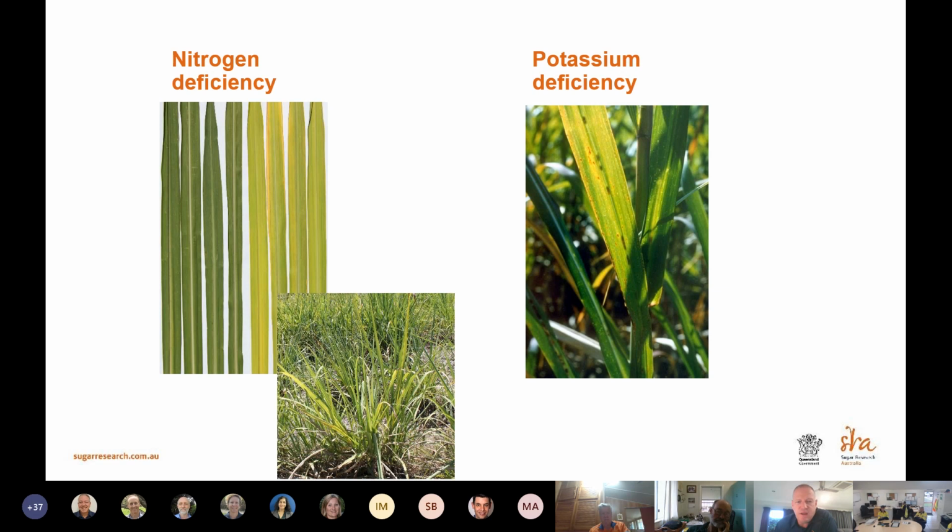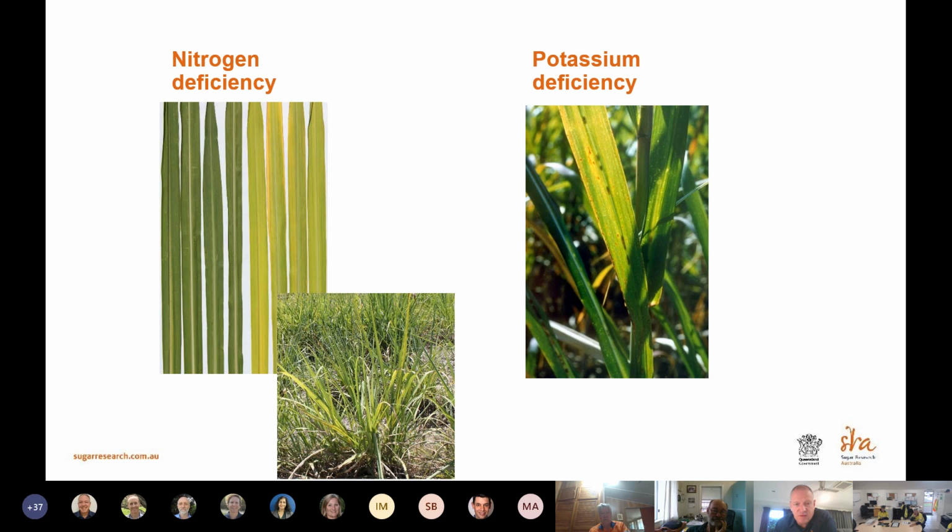And so the best information I can actually provide is in the Australian Sugarcane Nutrition Manual, which you can find on the SRA website if you go into the nutrient management section. And it covers off on all the nutrients. It has pictures like you can see here of some of the pictures of the symptoms. But there's also some good tables in there that compare the symptoms from all the different nutrients.